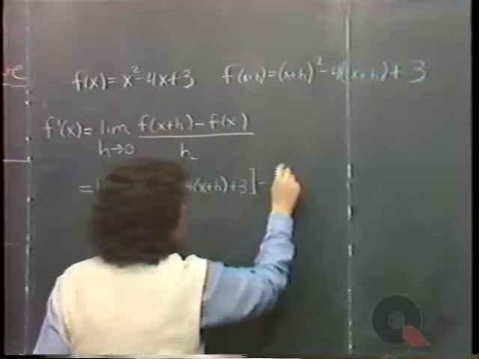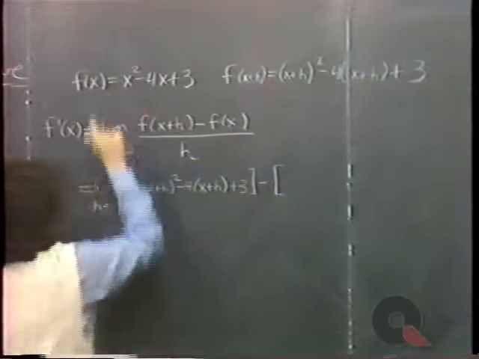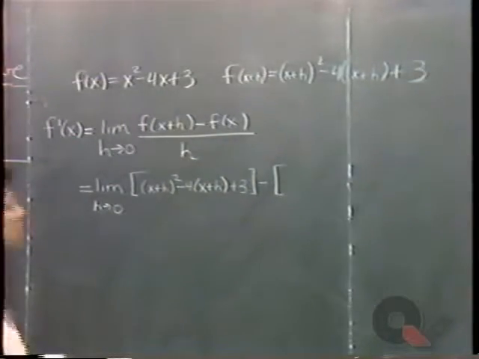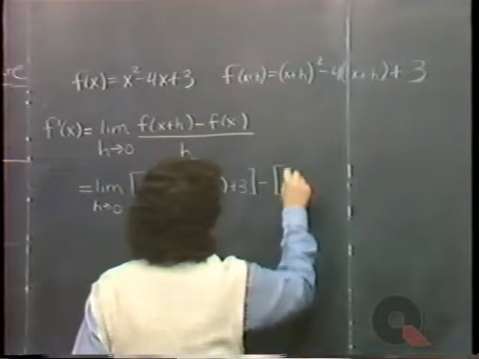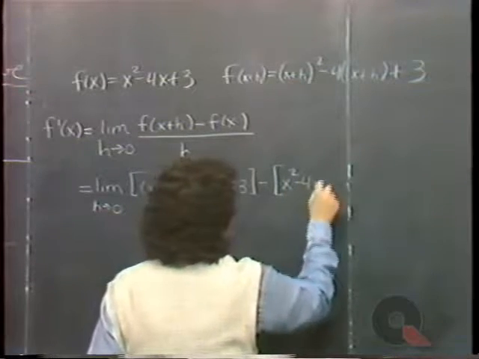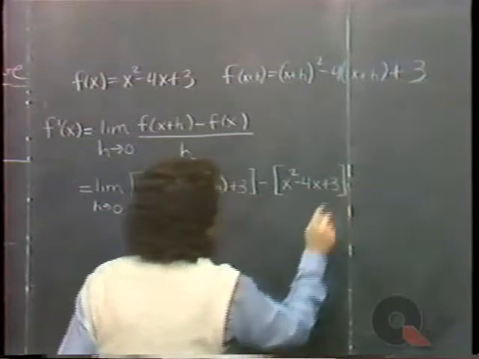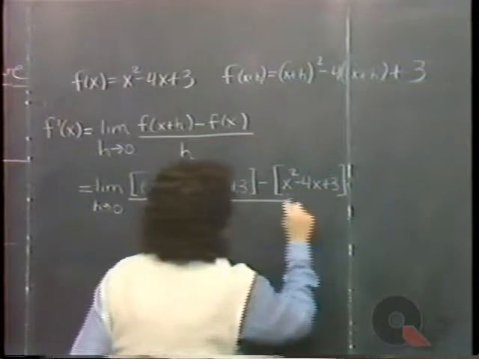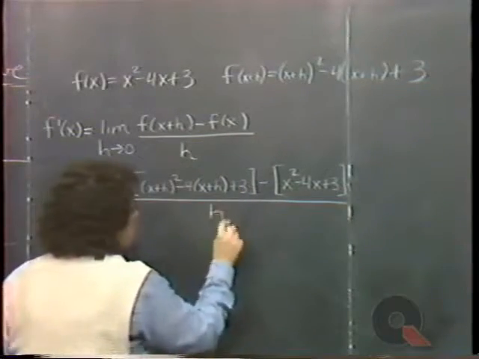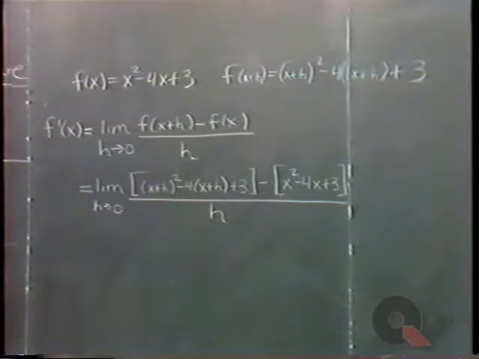And we have to subtract off f of x, which was the function as it was originally given to us, namely x squared minus 4x plus 3. This divided by h, taking the limit as h approaches 0.